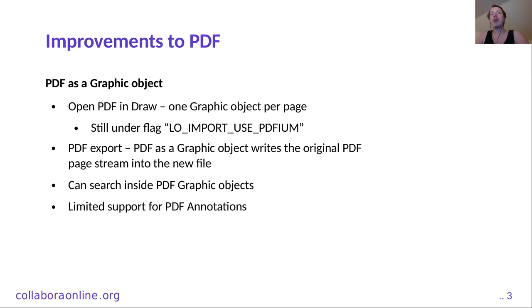Then what we can also do is search inside these PDF graphic objects. This is working quite well. How this is done is that each PDF graphic object also has the original PDF graphics behind it, so the binary stream is stored inside the memory. And we can open this binary stream with PDFium and use the PDFium search. And then we also have limited support for PDF annotations.